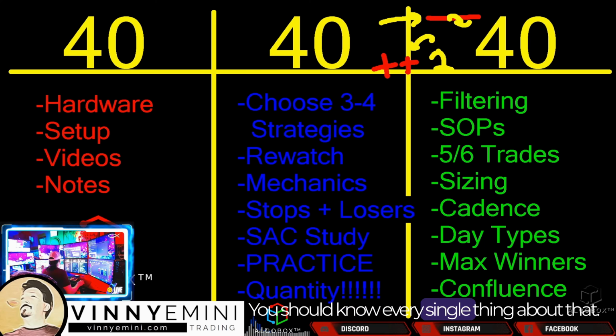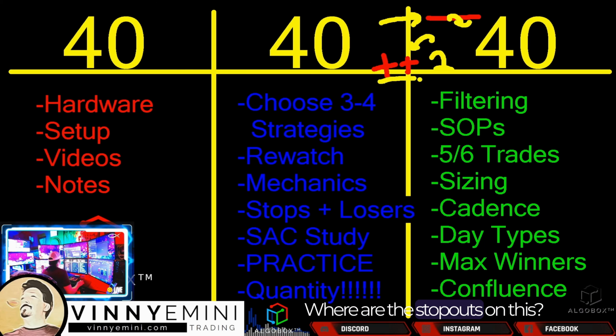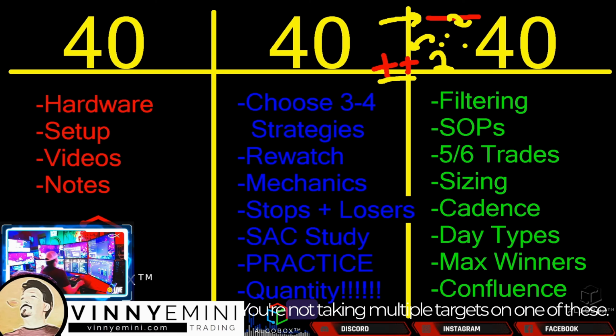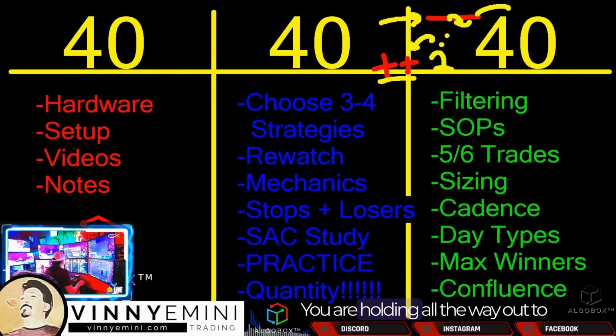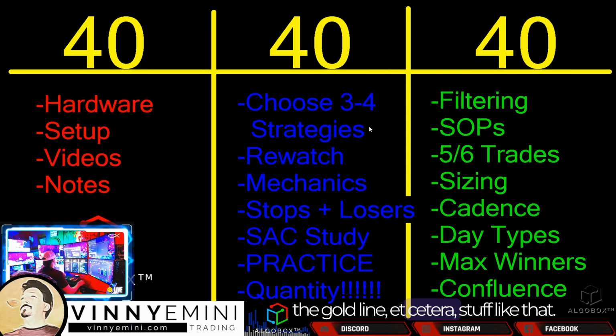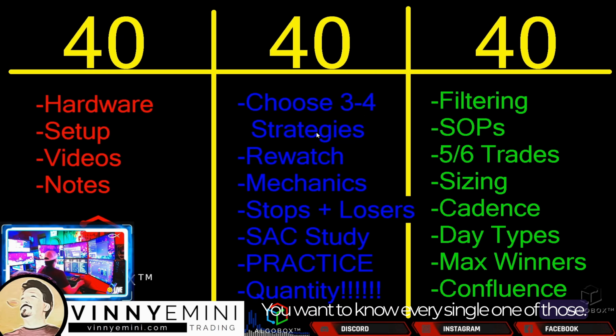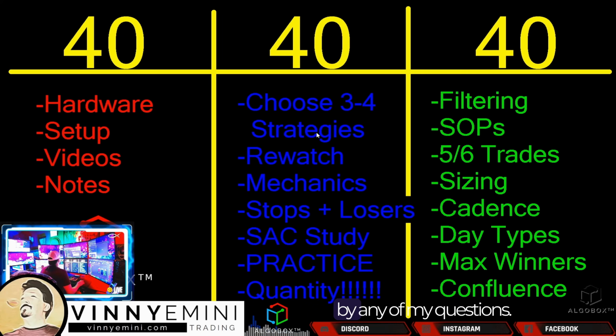You should know every single thing about that. What's the 2-try rule? Where are the stop outs on this? Can you play this multiple times? How do you mitigate a trade off of this? Do you take multiple targets? Hopefully you know not to. You're not taking multiple targets on one of these. You are holding all the way out to the gold line, etc. Stuff like that. You want to know every single one of those. You should not be tripped up by any of my questions.